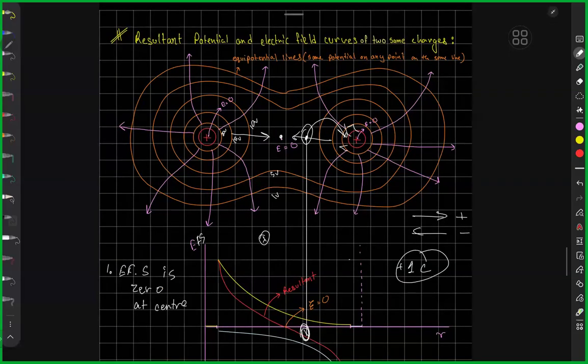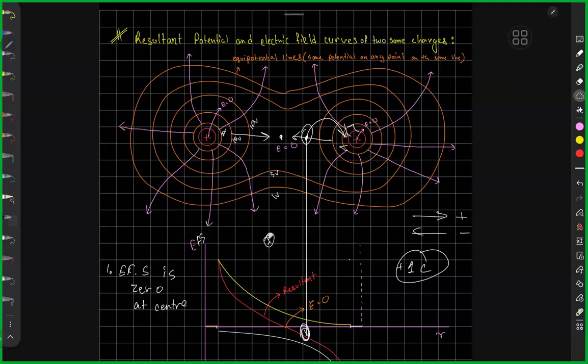So now if I bring in a positive charge from infinity to anywhere on this curve, how much work have I done for a single positive charge? 5 joule of work has been done because it's 5 volt. What does volt mean? Work done per unit charge. So if I bring in 1 coulomb of positive charge from infinity to anywhere on this contour line, I have done 5 joule of work on the 1 coulomb of charge.